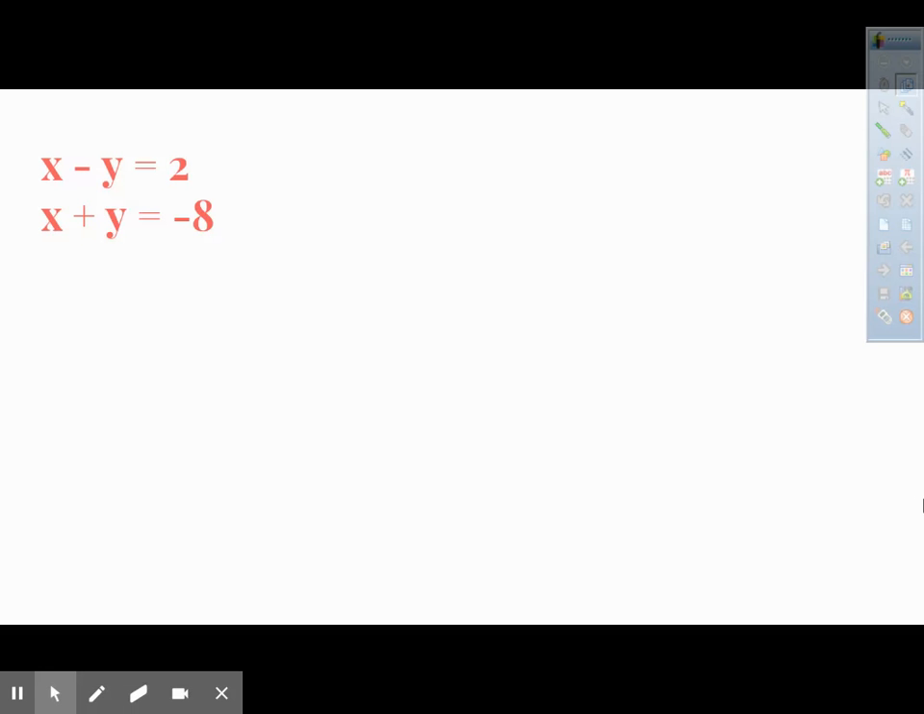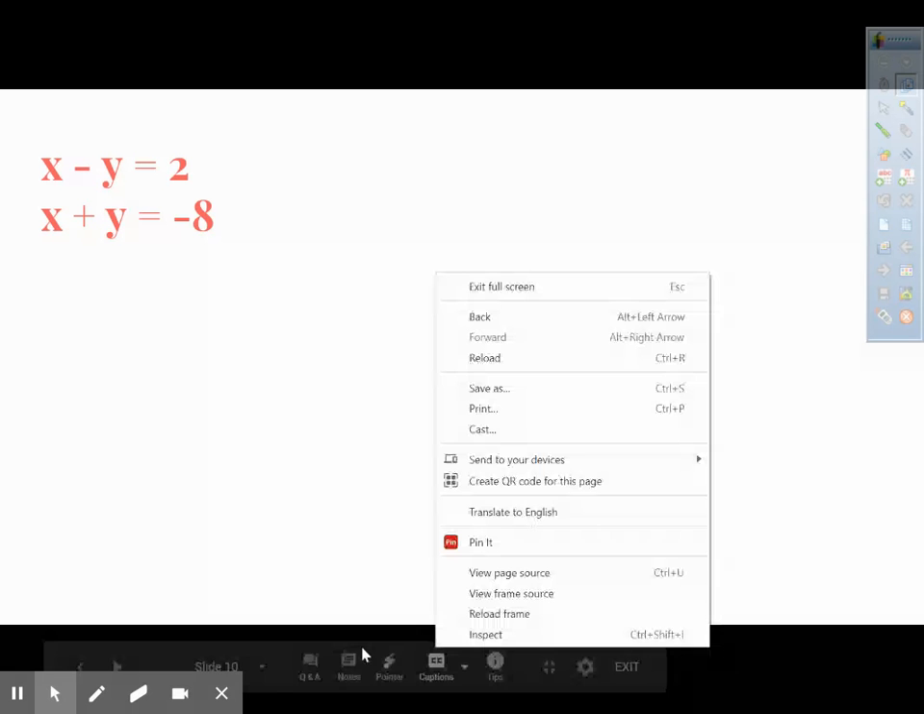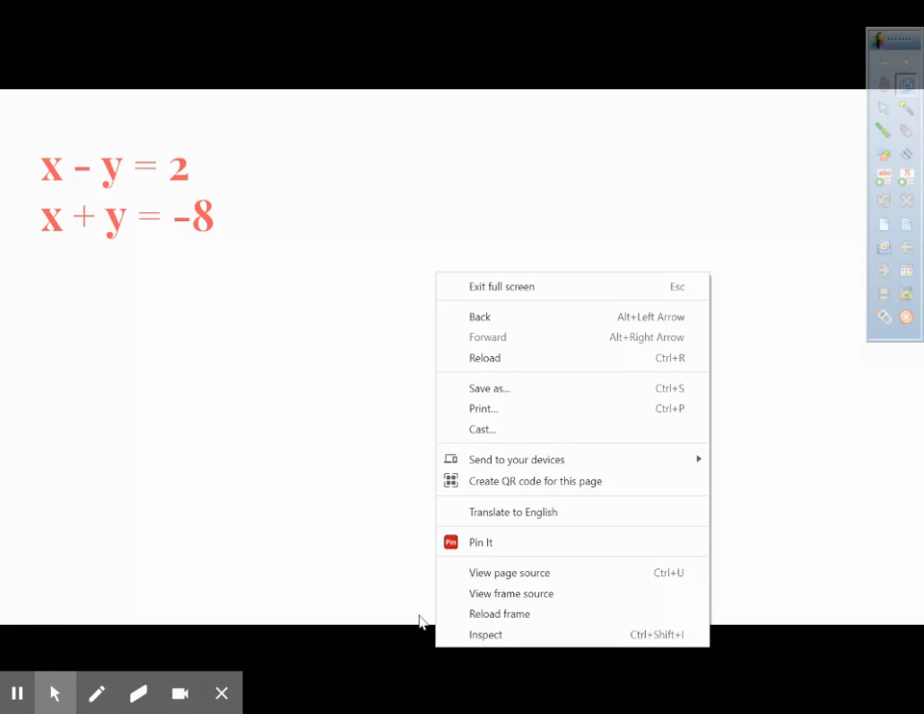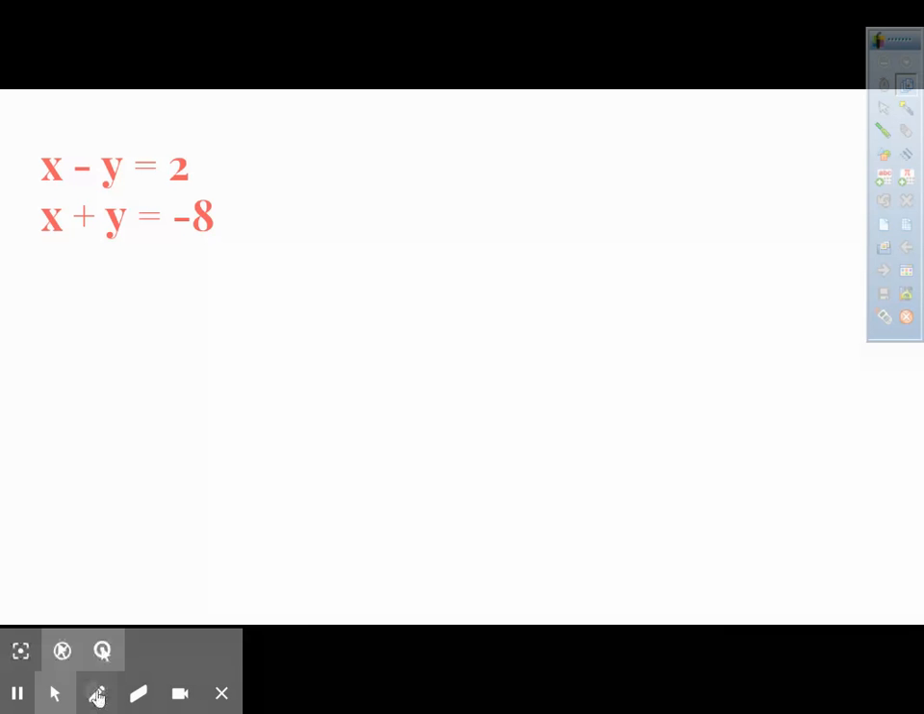Alright, if I can have your attention, please. Let me unfreeze this. Allison, what answer did you and your partner get for the solution to this system of equations? -3, -5. -3, -5. Okay. Rebecca, what did you and your partner get for the solution?